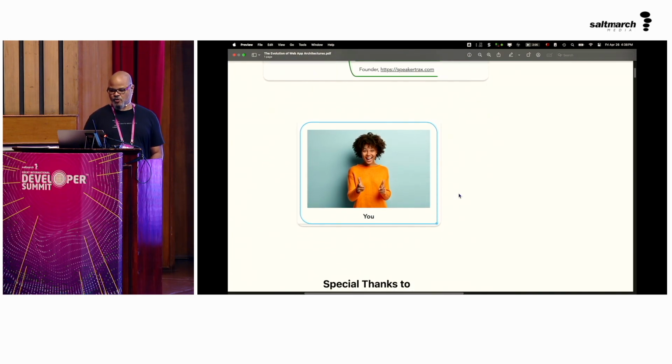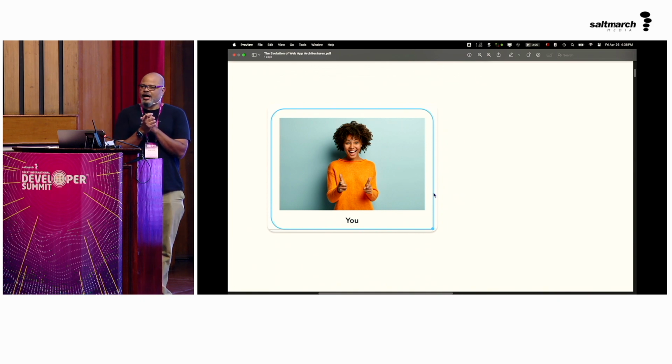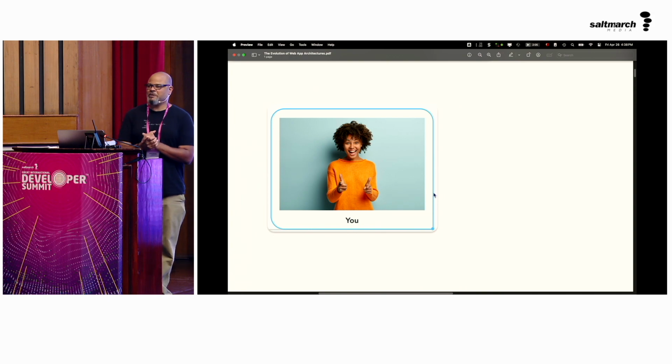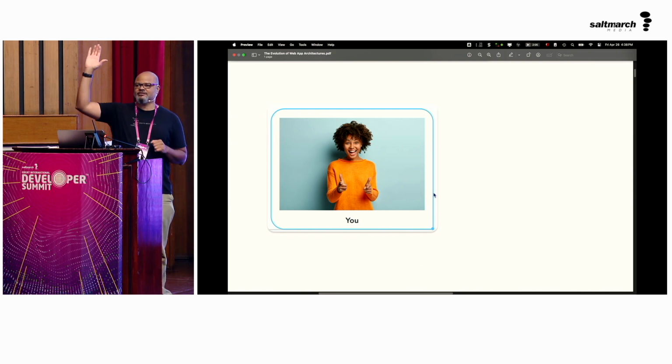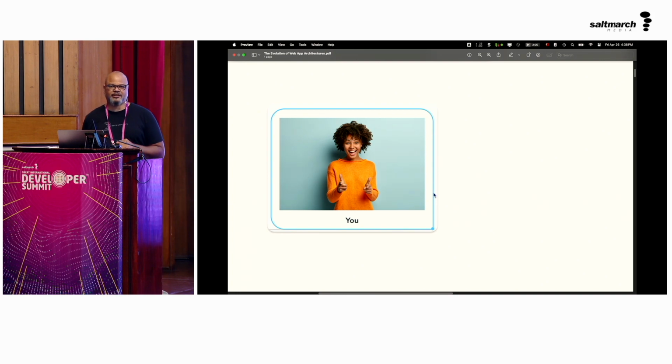Okay, so before I get too much further, how many of you have been working with web technologies for over 20 years? All right, good. How many people have been working with web technologies for over 10 years? Okay. How many people over 5 years? How many people less than 5 years? Okay, excellent. You're definitely in the right place then.